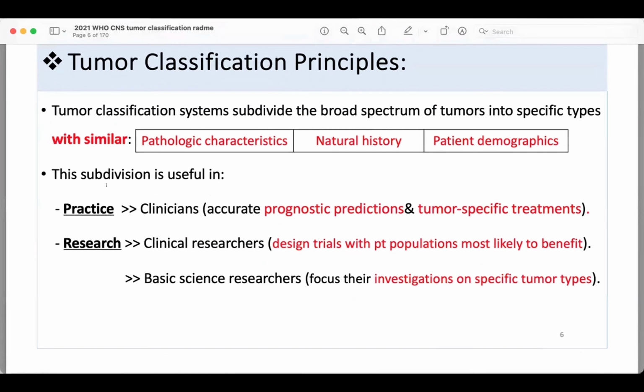This classification helps us in many ways. In practice, it helps the clinicians with prognostic predictions of the disease, and to choose specific treatments according to the tumor types. And also for planning for the future, how they design the clinical trials according to the perspective of the disease, which type of tumor they need to know more about, and they need to do more research about it.